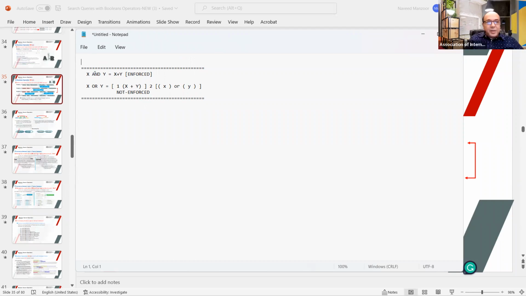When you're using only AND, it is enforced. But when you're using X or Y, the first instance of X plus Y, which is the default action, is not enforced. It's not compulsory. It's just casual. Then what happens in the second instance, where the OR becomes a stronger or a more dominant action, it would definitely find either of the two on both sides of the OR.